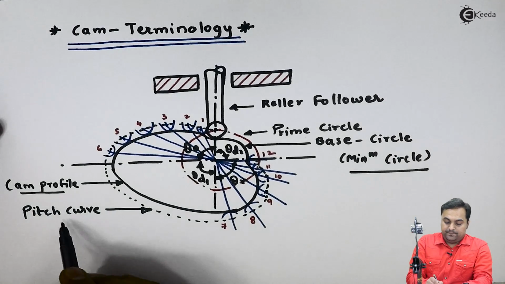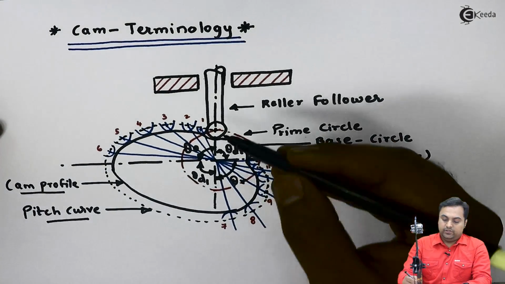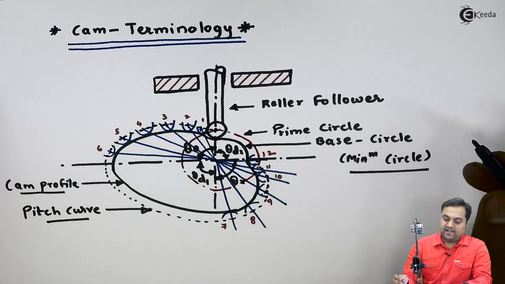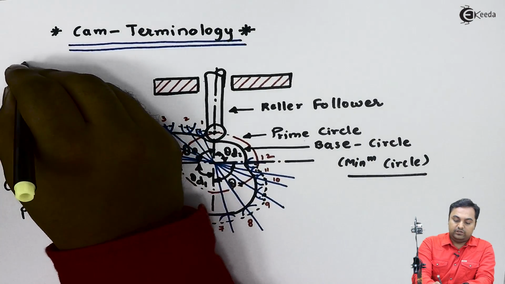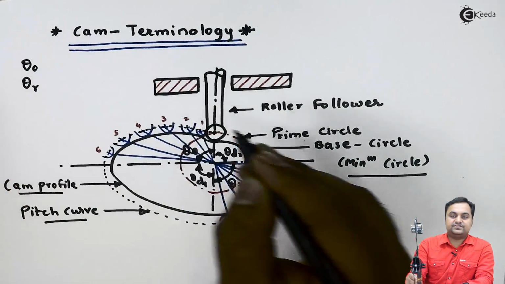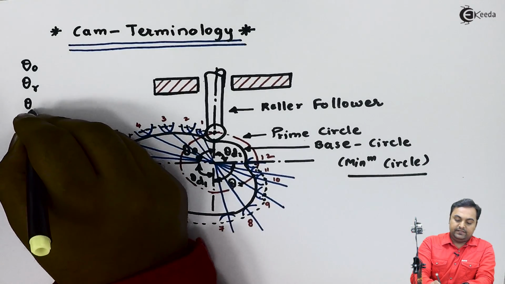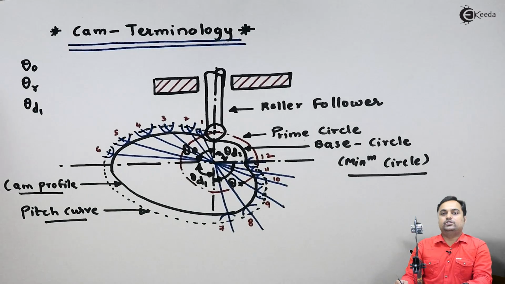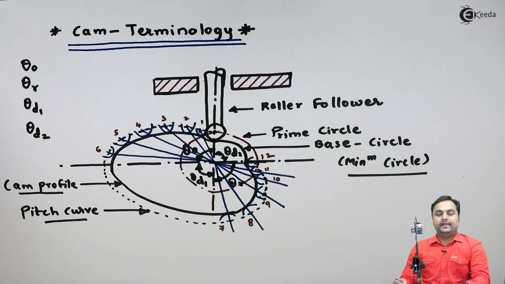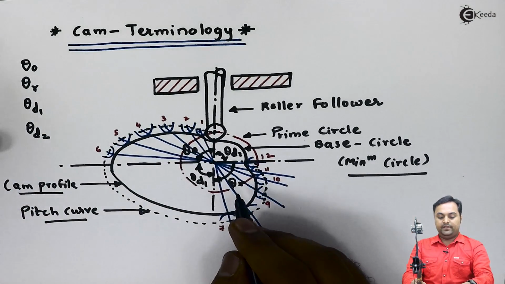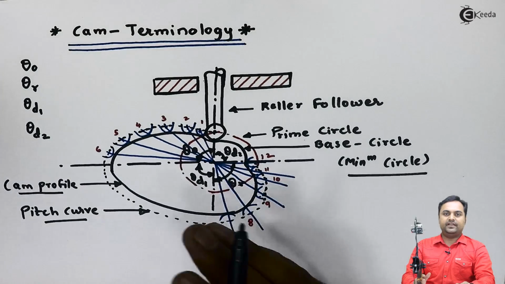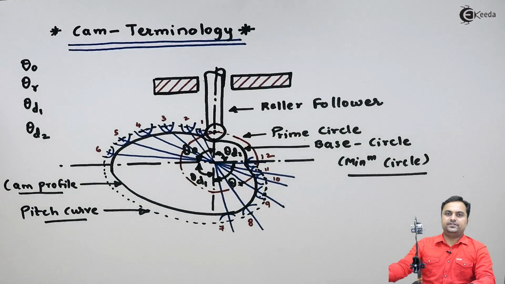Next, we have the pitch curve. This pitch curve is generated when we have outstroke, because in case of cam, we have 4 different strokes. Those are called as theta O, that is outstroke, theta R, that is return stroke, theta D1, that is dwell period for the first time, and theta D2, dwell period for the second time. It means the 360-degree rotation of cam is divided into these 4 rotations, and they can be same, they can be different, the values can change as per the type of problem.